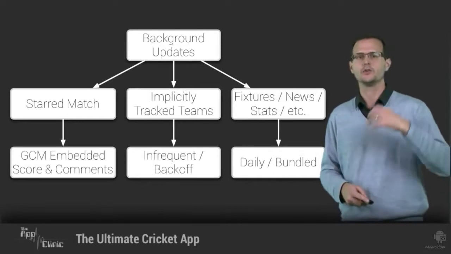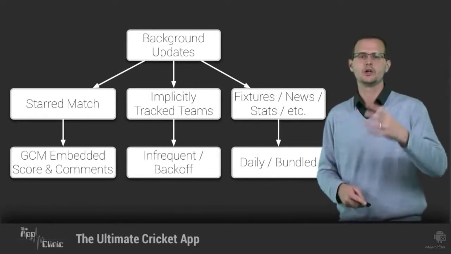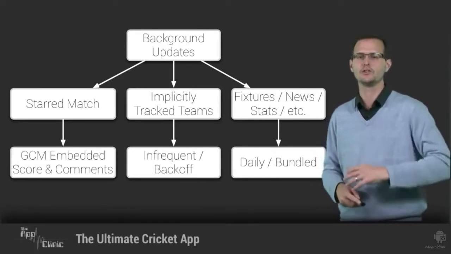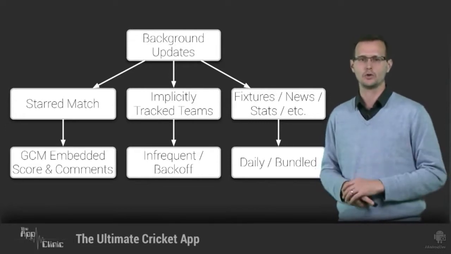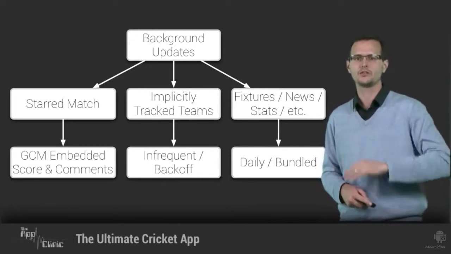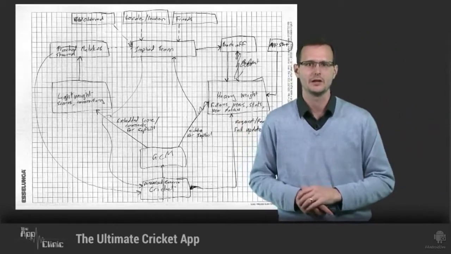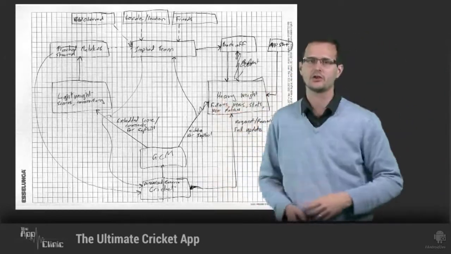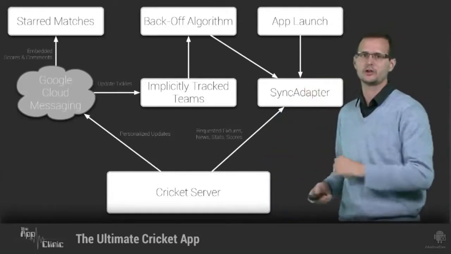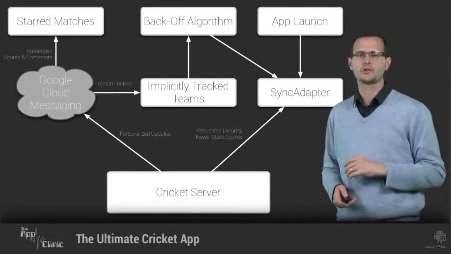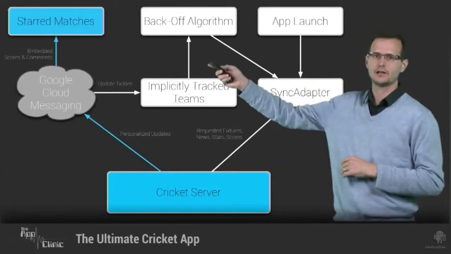If you do it right, you minimize latency at startup, you can make sure that the app is still useful even if you don't have connectivity right when you open it. So, like the visual design, I start my update architecture with pen and paper. Now, this design translates into this flowchart. So let's step through it, and we'll start with our starred matches.